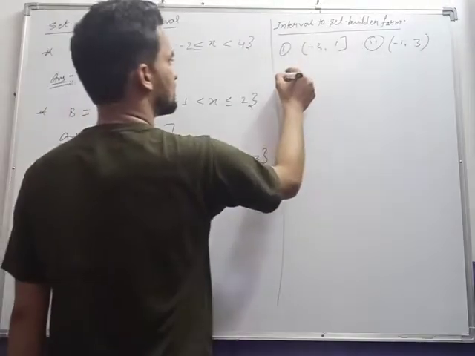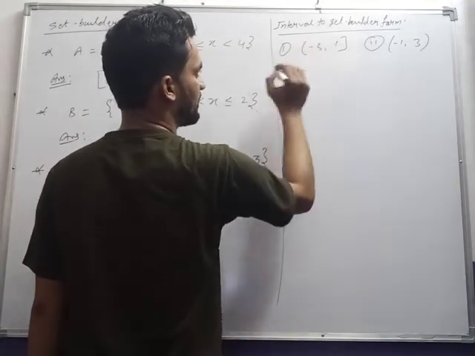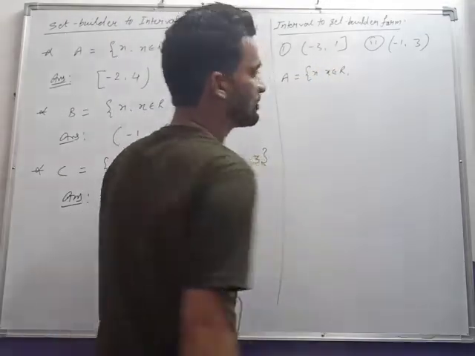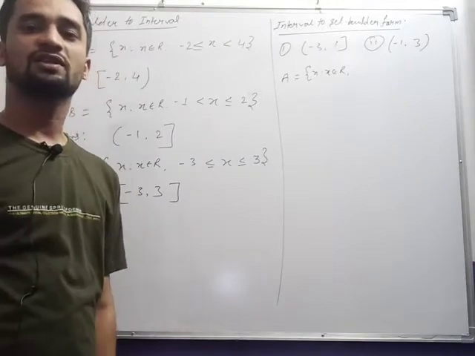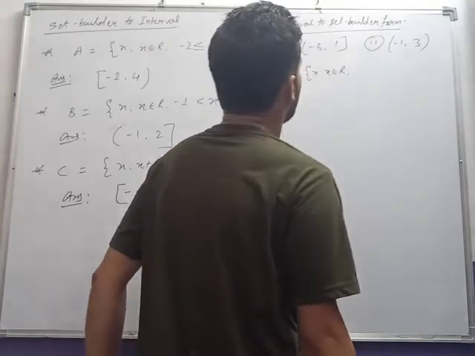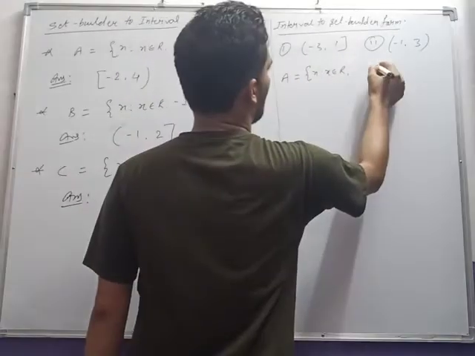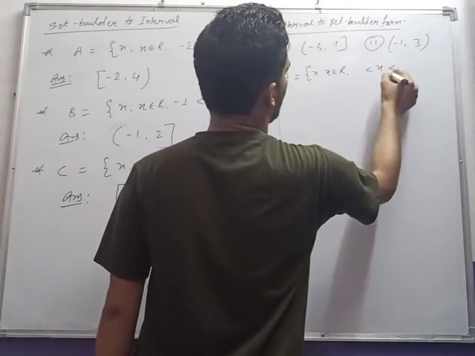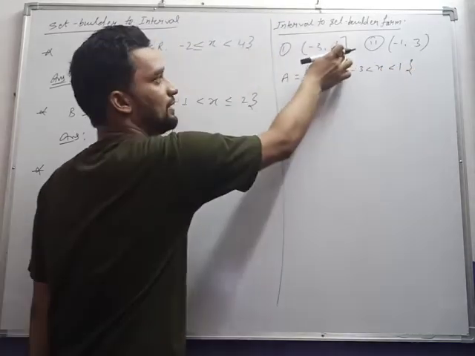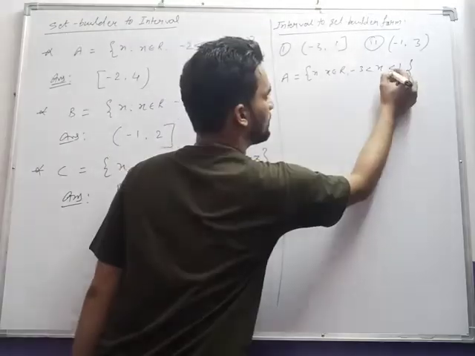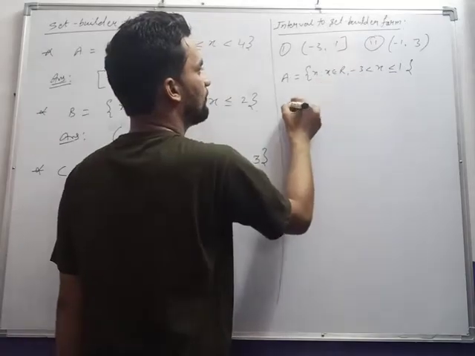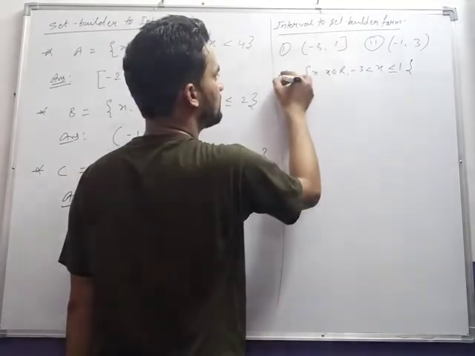So for the first case, suppose this is for A. So A is x such that x belongs to real numbers. Of course real numbers consist of negative as well as positive, rational and irrational, everything. So x is greater than or equal to -3 and less than or equal to 1. Here the equal sign will be there because of the closed bracket.